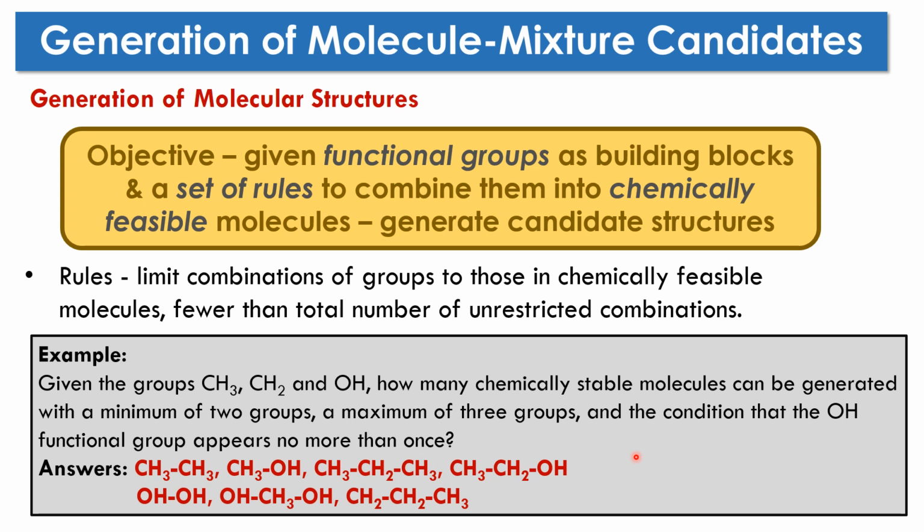So the three compounds at the bottom are not chemically feasible and not according to the constraint. The first two, you know why? Because of the OH groups, which appear more than one. Our requirement is that we want only one OH group in one molecule.